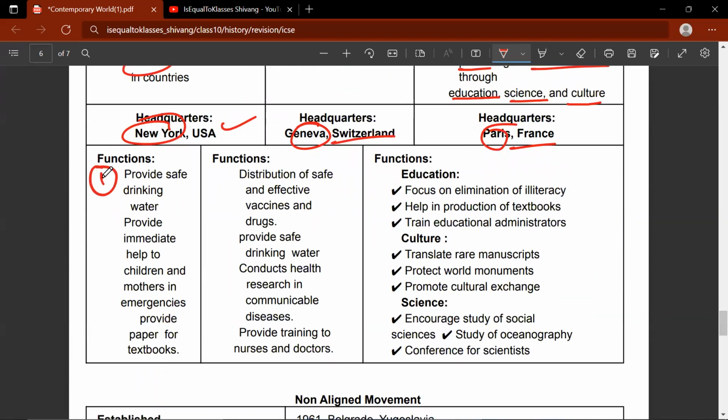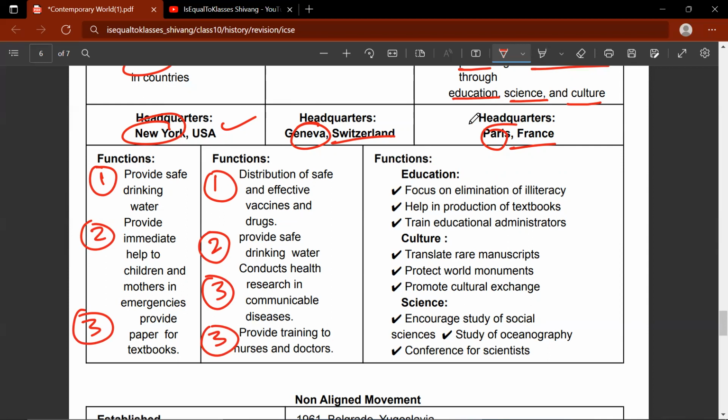The detailed functions of UNICEF are: provide safe drinking water, provide immediate help to children and mothers in emergencies, and finally provide funds for textbooks. And then the functions of WHO are distribution of safe and effective vaccines and drugs, provide safe drinking water, conduct health research in communicable diseases, and provide training to nurses, doctors, and teachers. Teachers should be mentioned here.